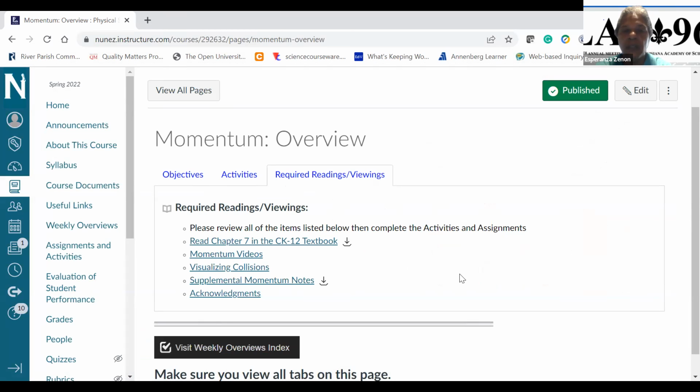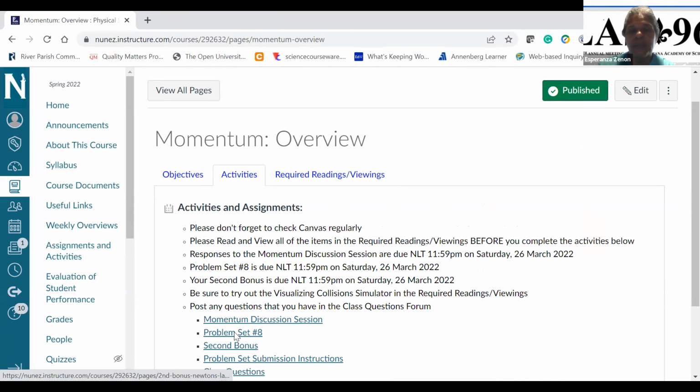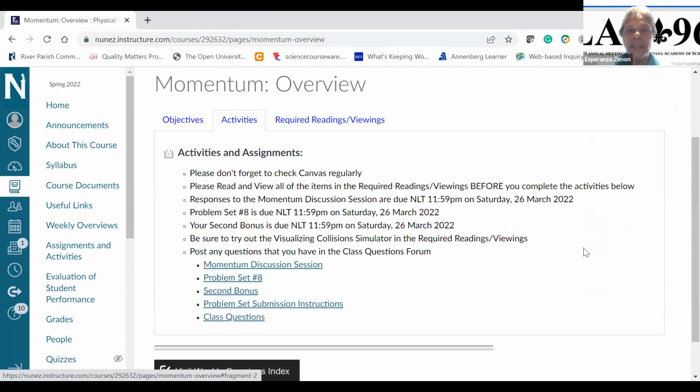On Thursday, we're going to look at some types of example problems that you will be required to understand regarding momentum, momentum conservation, impulse. And then, of course, we'll talk about your second bonus and make sure we cover all the bases here.